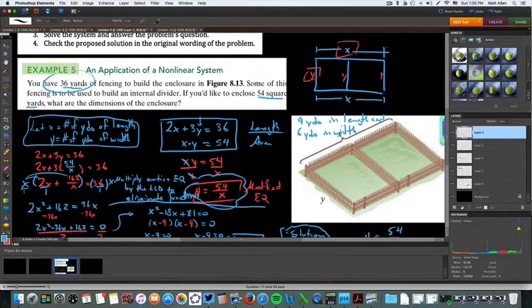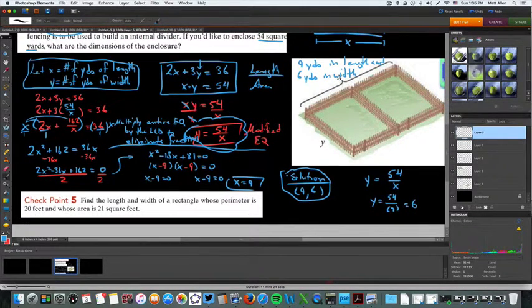So what I want you to try now is the similar situation. Go ahead and draw your own rectangular space, but it says find the length and width of a rectangle whose perimeter is 20 feet and whose area is 21 square feet. Write an expression for area and perimeter, substituting in what you know, and then go solve for the values of x and y and interpret those in the original context of the problem.